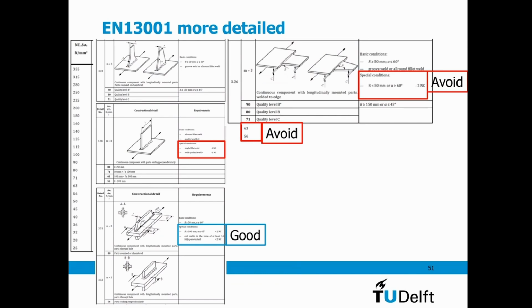Okay, of course, in other standards, this message is also apparent. In the 13001, we have classes from 355, I can barely read it, all the way to 25 megapascals. Yeah, and you have these classes, you have a classification, welding is included here. Let's zoom in here.